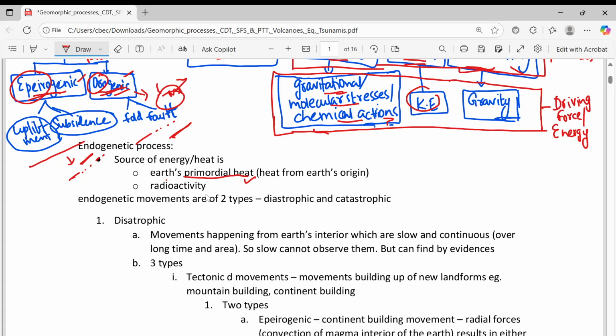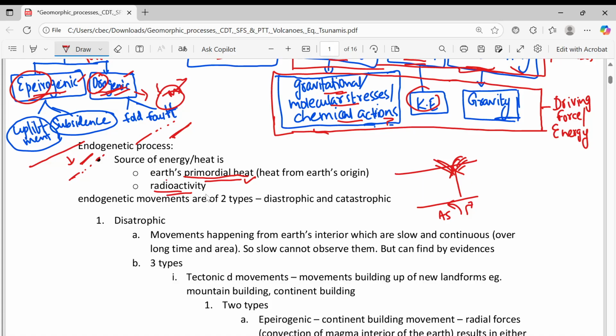For example, if you take this as the earth, there is the asthenosphere here. Here magma is coming. Because of a lot of heat inside this magma, it is causing these volcanoes. So the earth's primordial heat is one source and radioactivity is the other. If they ask what is the source of heat or energy for endogenetic processes, you can answer earth's primordial heat, radioactivity, or one or two, neither, like that.